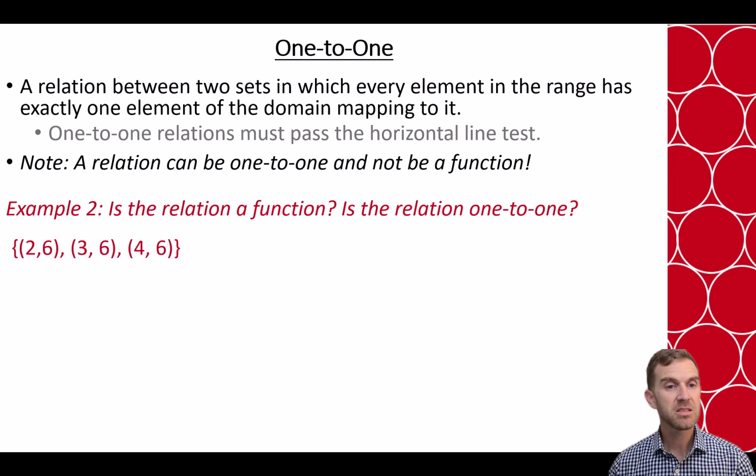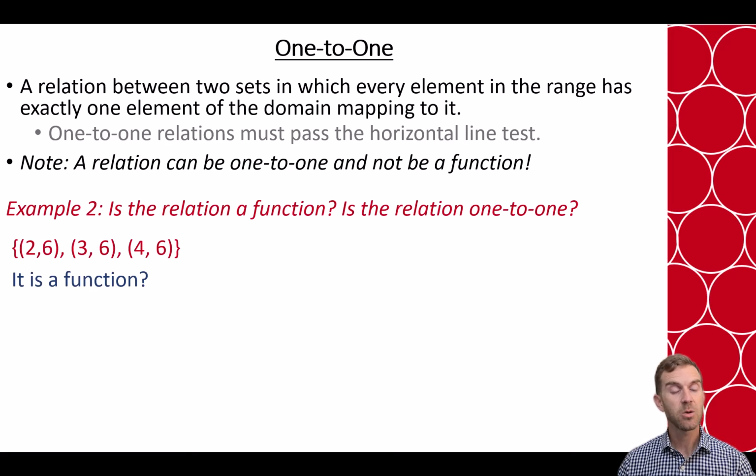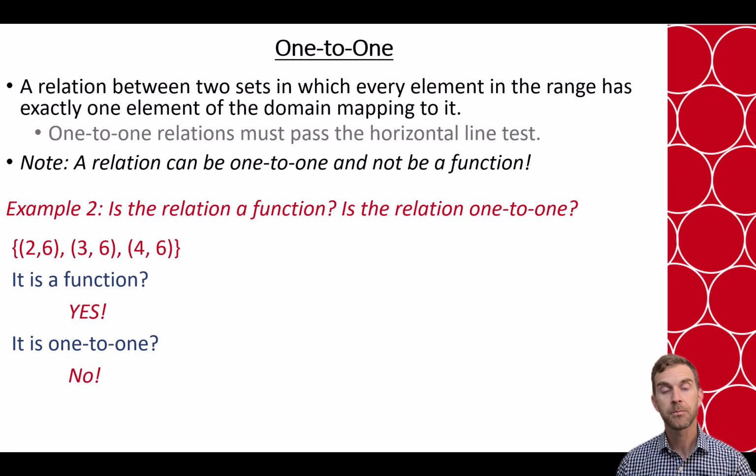Now, when we look at this relation, we see that we have three ordered pairs, and those are (2, 6), (3, 6), and (4, 6). Now, each value for x is being used exactly one time, so it is a function. However, when we look at this relation, we notice that this y value is being used for all three ordered pairs. So all three are mapping to the same y value, so this is not one-to-one.